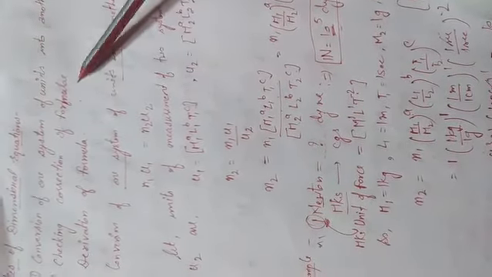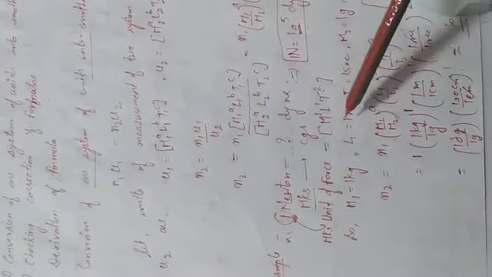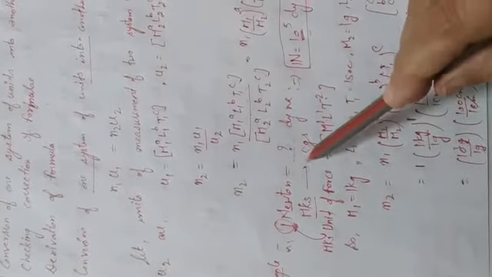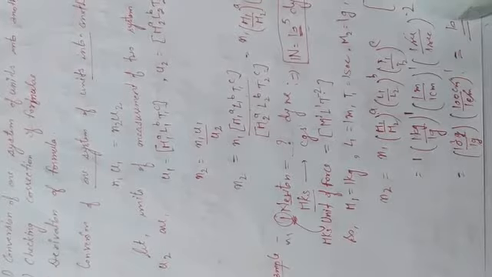What are the uses of the dimension equation? There are three types of usage: conversion of one system to another system, checking the correctness of a formula, and derivation of a formula. In this, we have done the first use, conversion of one system to another, with an example of how we can convert 1 Newton into dyne. Dyne is the CGS unit of force.